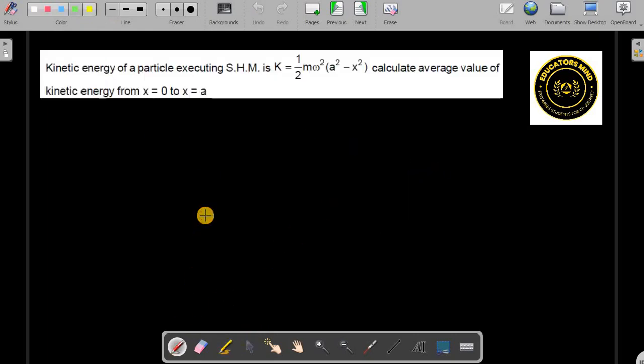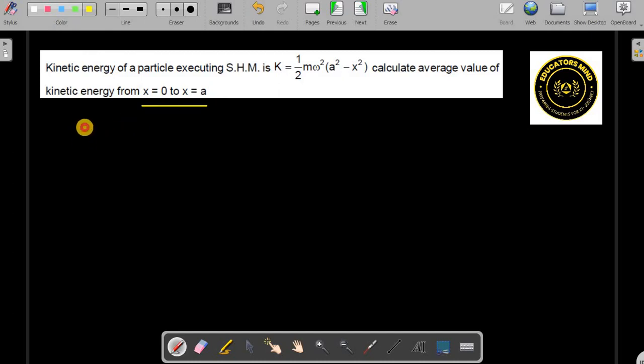Next, now see some applications here. The kinetic energy of a particle in SHM, simple harmonic motion. This is how kinetic energy changes with x. Calculate the average value of kinetic energy between x equals 0 and a.